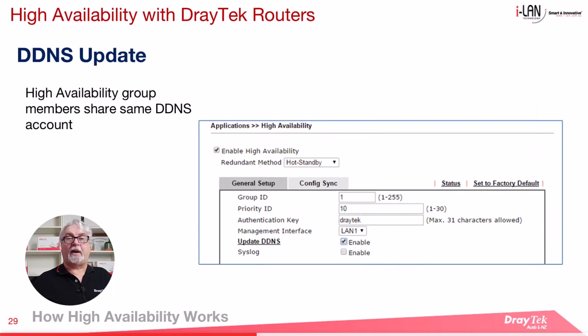Another option in the high availability settings is the update DDNS function. This allows the same dynamic DNS account to be shared between all members of the high availability group. This means that when the secondary router becomes the primary, the DDNS profile will also be updated. This allows the network to still be accessible from the internet through the same DDNS domain.